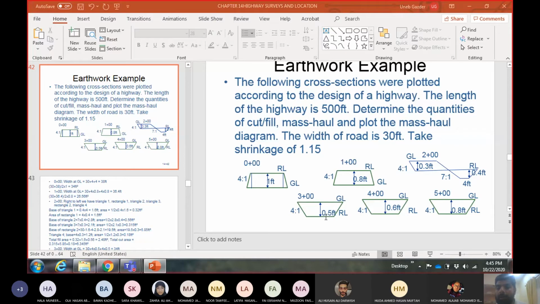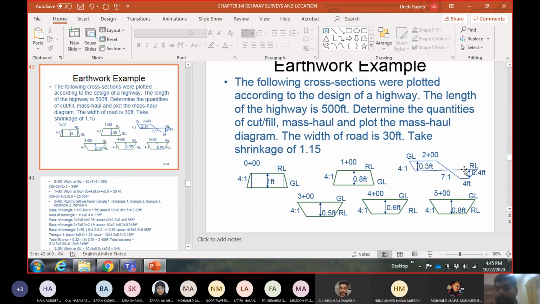Okay, now I'm going to the difficult one, the one which is going to come in the exam, right? So the area 2. Now area 2 quantities at station 2, I will calculate two quantities, one for fill, one for cut, because both are there and you cannot add them. Cut cannot be added with fill. So you have to calculate one for filling and one for cutting.